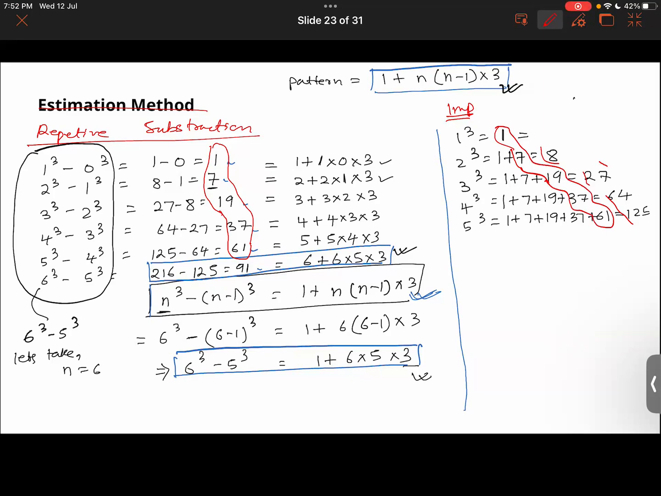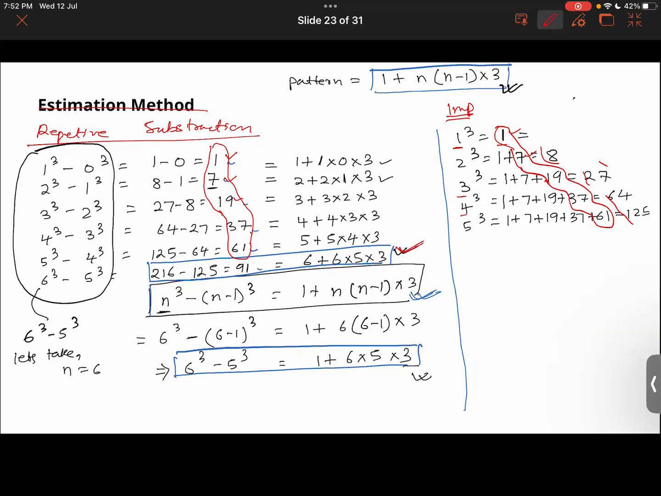So are they not the same in both of them? Yes, sir. 1 here also, 7 here as well, 19, 37, and 61 are here as well. So if you see, to find the cube of 1, you simply have 1 over here. To find the cube of 2, you have added 1 and 7. To find the cube of 3, you have added 1, 7, and 19. For 4, you have added 1, 7, 19, 37, and similarly you have continued using this pattern.